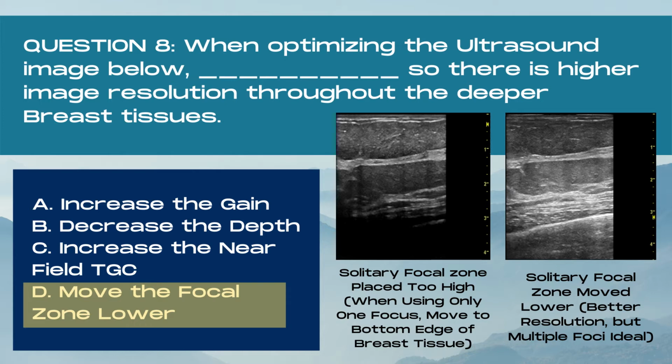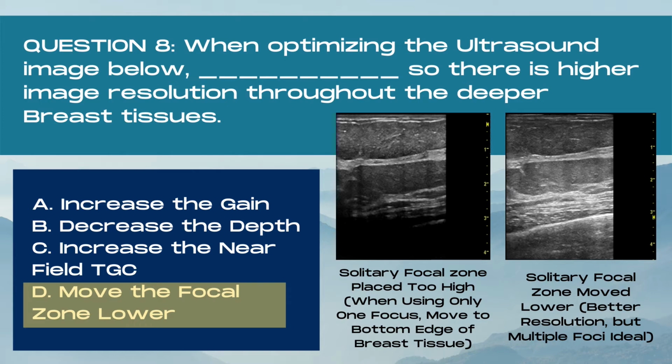On a breast ultrasound, ideally you want to use multiple focal zones so that you have high image resolution throughout the image. This will decrease the frame rate, but frame rate for a breast ultrasound is not as important as it is to other types of ultrasound. It's more important to have high image resolution throughout the image so that you can spot subtle signs of breast pathology. When a solitary focal zone is used and is placed too high in the image, you're only going to have high image detail in the near field of the image.